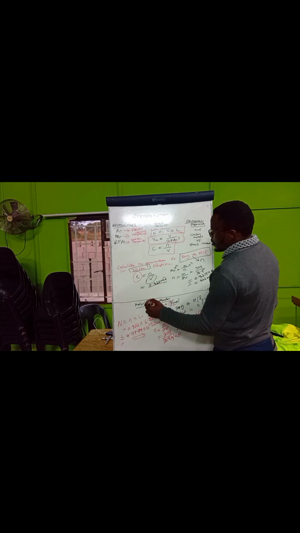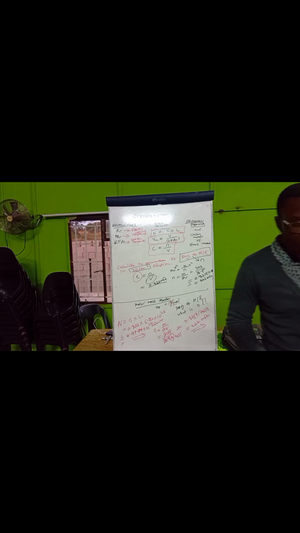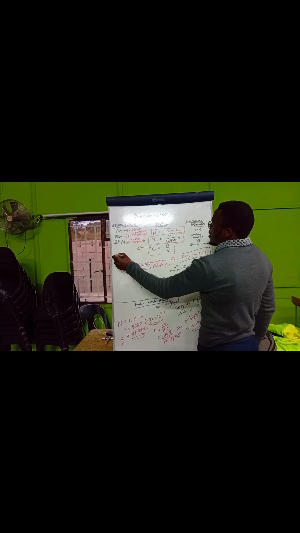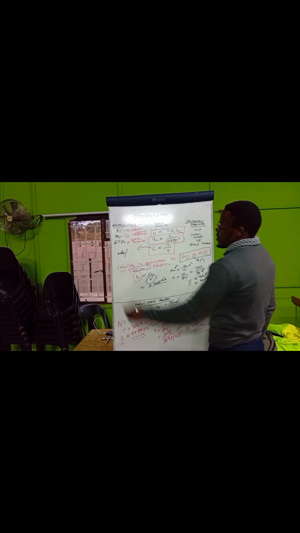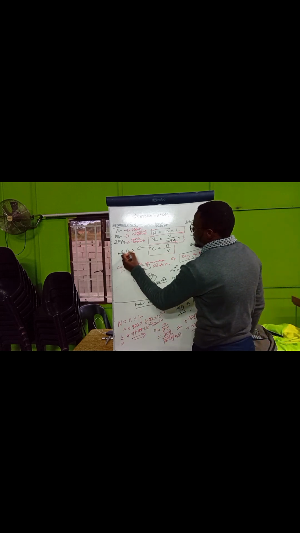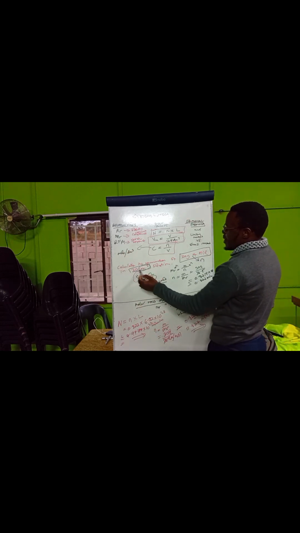Now you will notice we are not able to just divide by 20 cubic centimeters. Why is this wrong? Because the unit of concentration is moles per cubic decimeters.